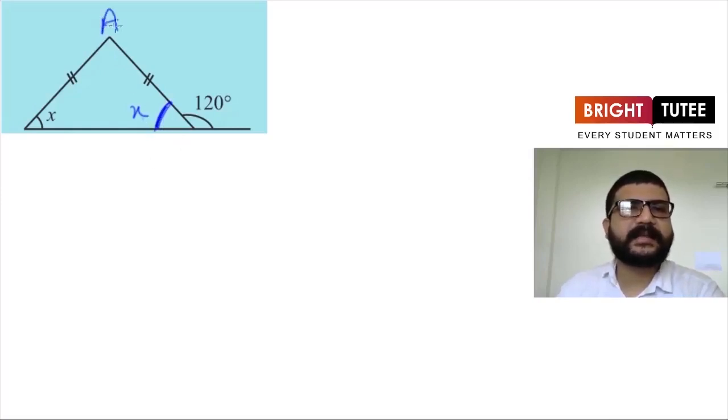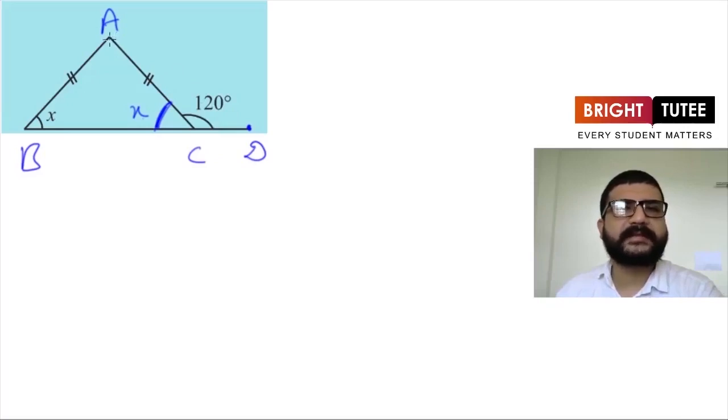Let's name this triangle as ABC and we can take this point as D. Now what can you say about angles ACB and ACD? What kind of angles are they? They are forming a linear pair. As we can see, they have a common vertex and a common arm which is AC, and their uncommon arms are forming a straight line. So their sum will be equal to 180 degrees, as we know angles in a linear pair are supplementary.